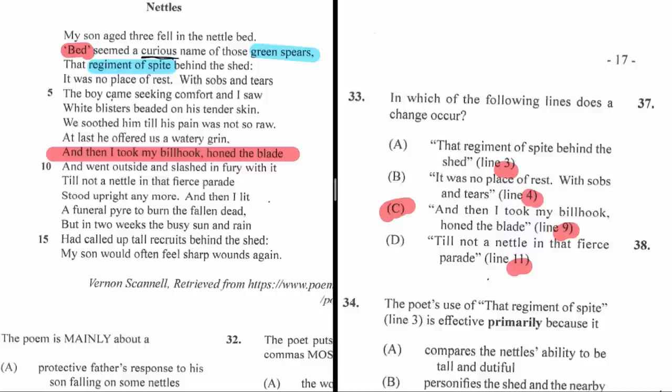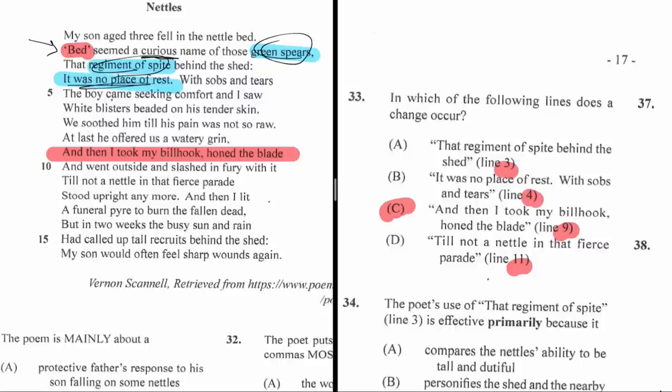Line 4. There is no change because we already see the ironical usage of bed to suggest that there is no rest involved here. We see green spears and we see regiment of spite. So nothing new is added here. What about the answer C? What is the change here?